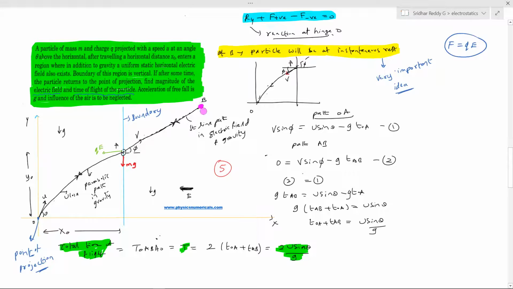This is very important. So why a straight line path? Because of the electric field and gravity, the resultant force on the particle is such that it will undergo retardation and finally come to instantaneous rest at point B. Then again, because of gravity and electric field, it will retrace the path. It will have the same velocity. Then on the parabolic path, it will return back to point O.